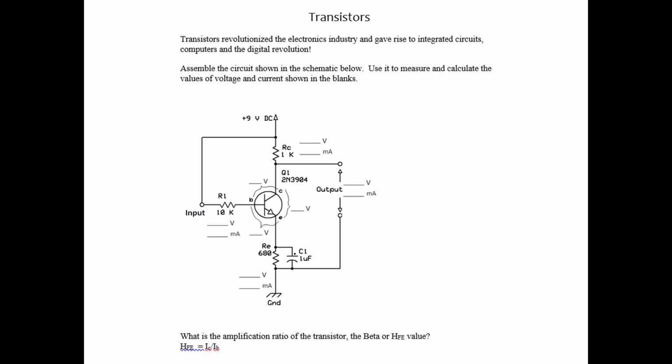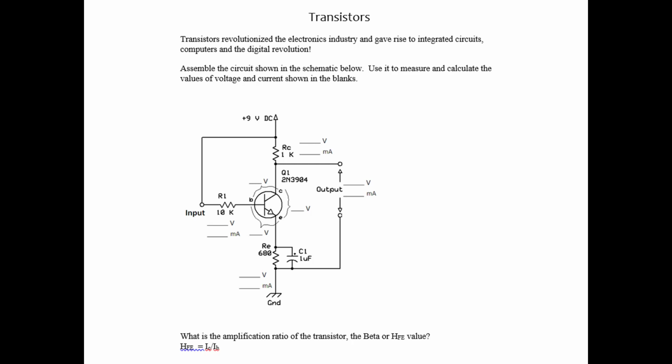Here's an assignment I give my beginning electronics students to explore transistors. They just took this up on a breadboard. They use either a 9-volt power supply or a battery, and measure the voltage drops and the current moving through different areas of the transistor. This bottom question, the amplification ratio, is essentially how much the transistor amplifies the current.